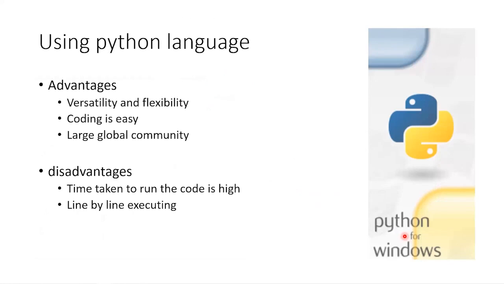So let's talk about the Python language. I'll talk about the advantages. Python is very versatile, it is flexible, and coding is very easy. We have a large global community as well. The disadvantages are that sometimes Python is slow compared to other languages, and it is also line by line.